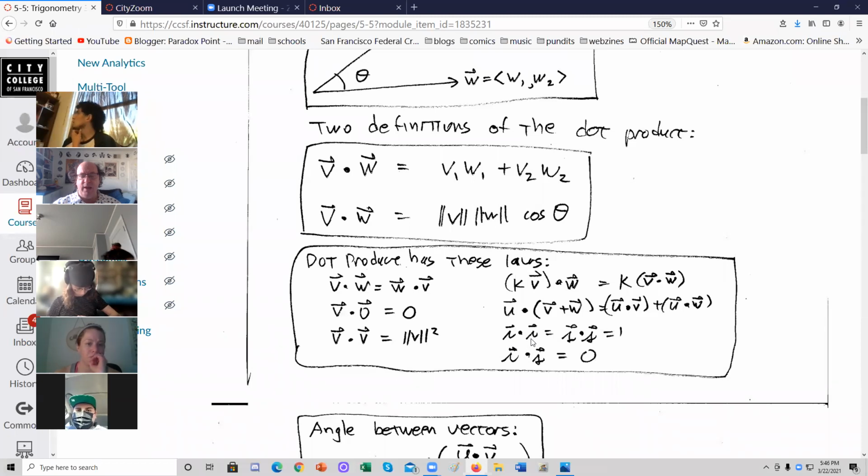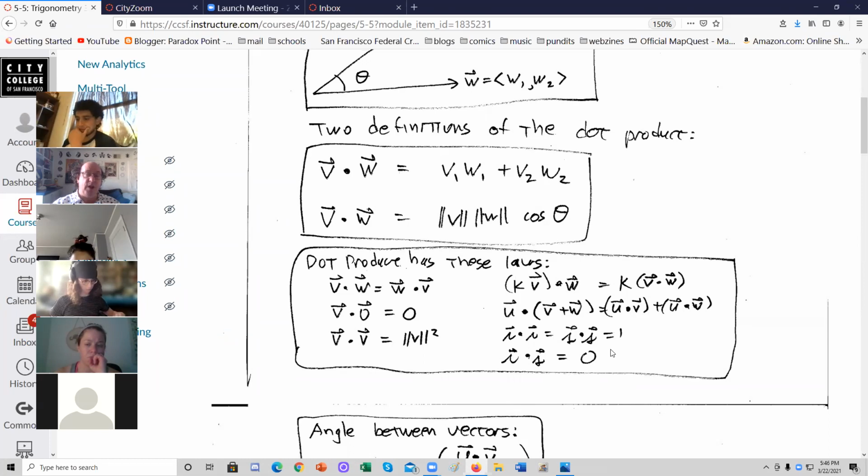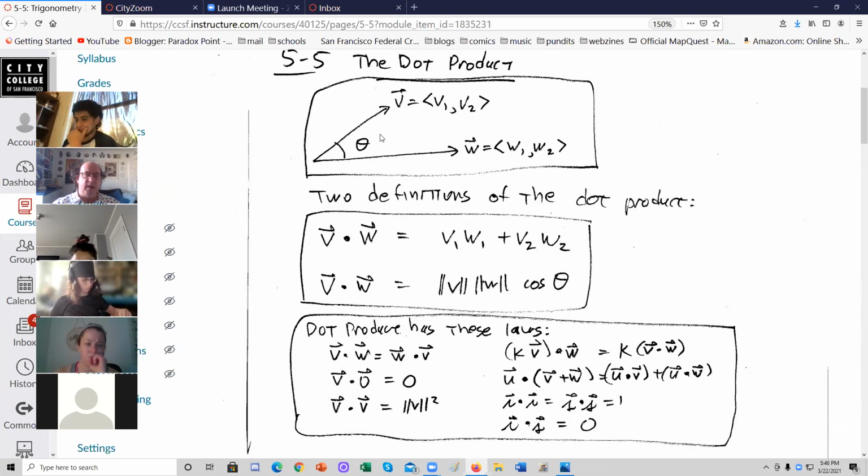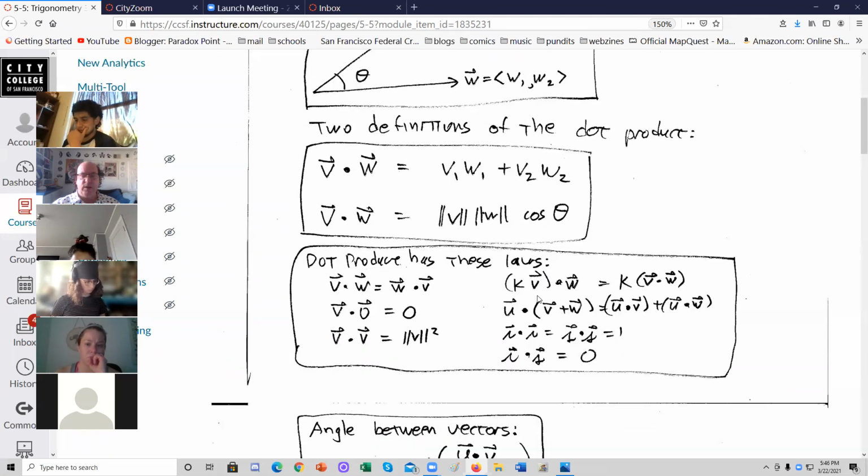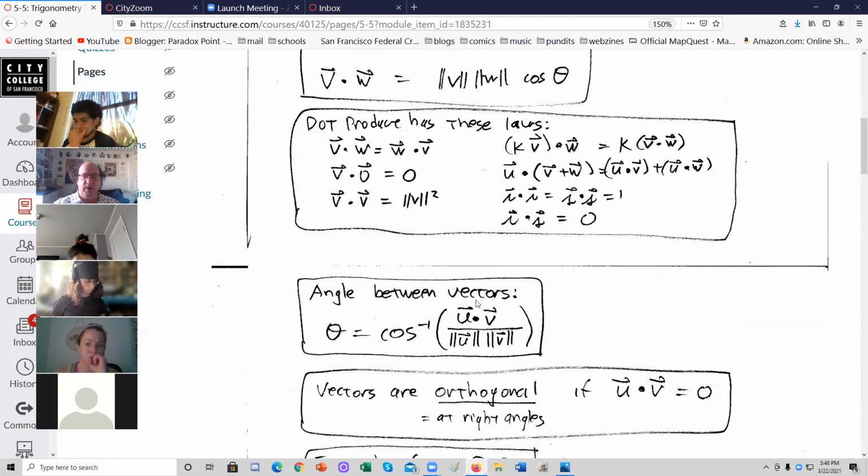i dot i, that's the vector in the positive x direction, is 1. j dot j, the vector in the y direction, is 1. And i dot j, vectors that are perpendicular, is 0. In fact, if two vectors are perpendicular, then theta is 90 degrees and cosine theta is 0. So a dot product equaling 0 is a good way to prove that two vectors are at right angles.